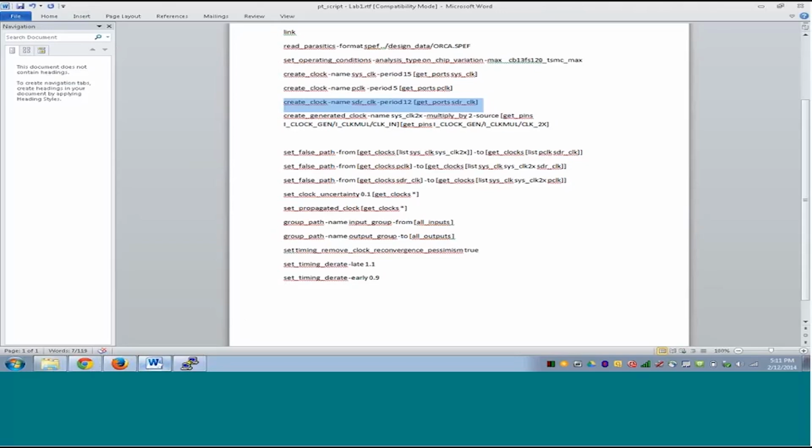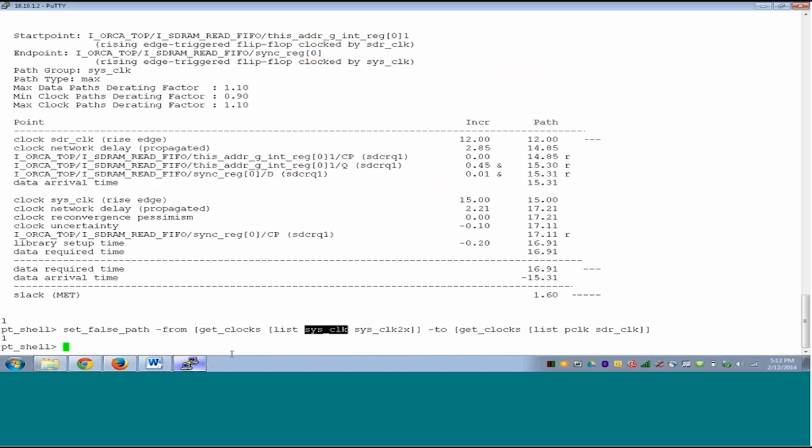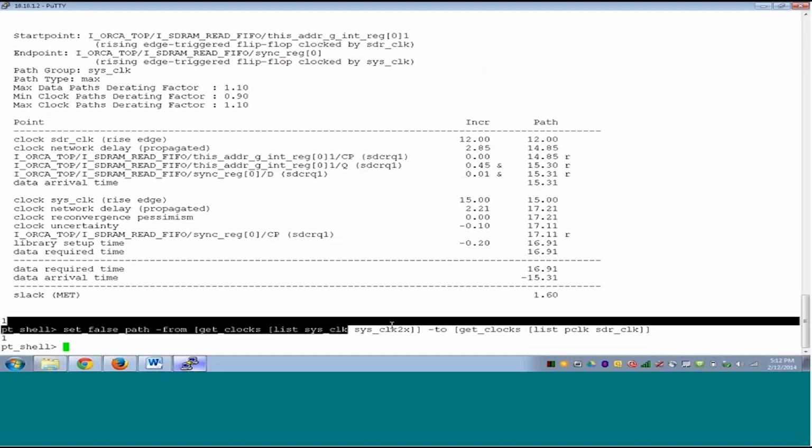So how do I do it? I do something like this. There are many ways to declare false paths between a group of clocks. Many people will write some typical procedures, and many will do something more sophisticated, but we will do very basic stuff here. We will not write any procedure. We will write the clock names themselves. So here I say -from get_clocks, list sys clock and sys clock 2x. I am grouping them in the same list because they should not have a false path set with respect to each other. So PrimeTime will apply false paths from sys clock and sys clock 2x to P clock and SDR clock.